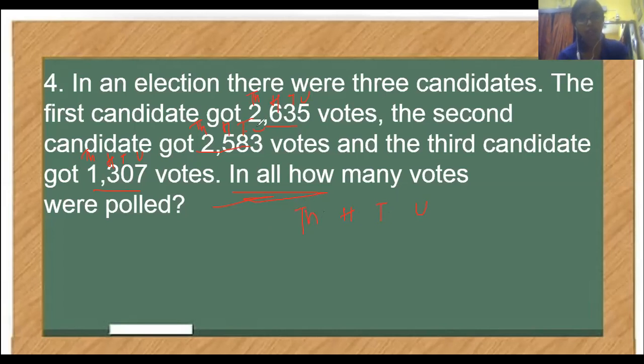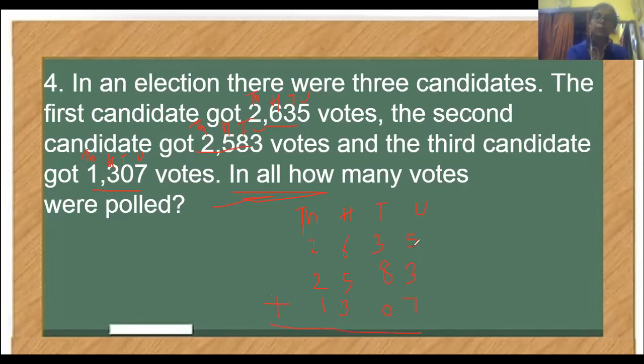All right. So the first candidate got 2,635. Remember, एक इलेक्शन में 3 कैंडिडेट्स थे. पहले कैंडिडेट को इतना मिला, दूसरे कैंडिडेट को इतना मिला, तीसरे कैंडिडेट को इतना मिला. तो पूरे इलेक्शन में कितने लोगों ने वोट किया, ये सब मिला के जितना नंबर आया, that is the number of votes, right? Total number of votes. Second candidate got 2,583 votes and the third candidate got 1,307. We are going to add because we have to find the number of votes in all.